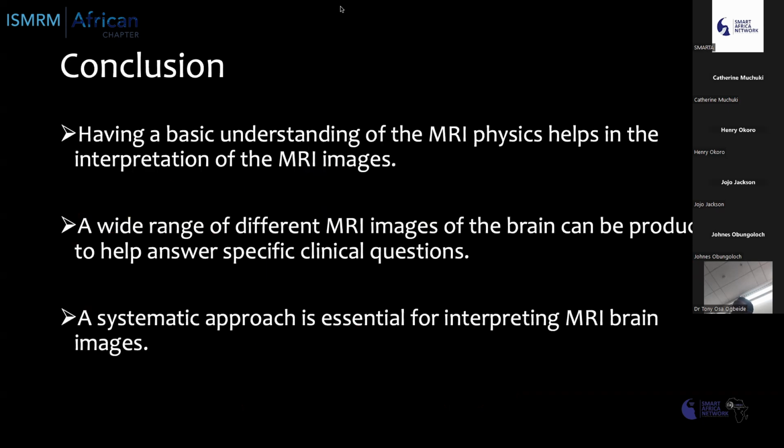Okay, in conclusion, it's important for us to have a basic understanding of the MRI basics, which will help in interpretation of these MRI images. A wide range of different MRI images of the brain can be produced to help answer specific clinical questions. A systematic approach is very essential for interpreting MRI brain images.